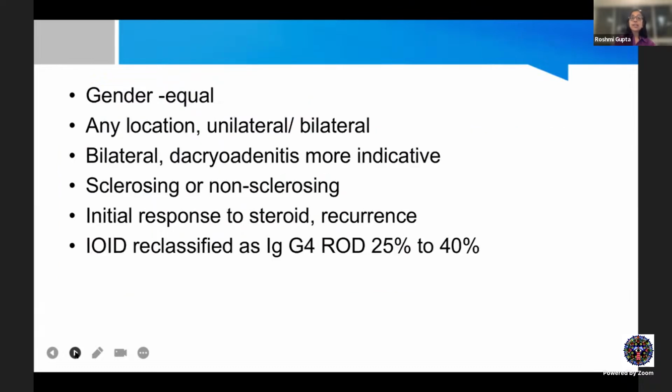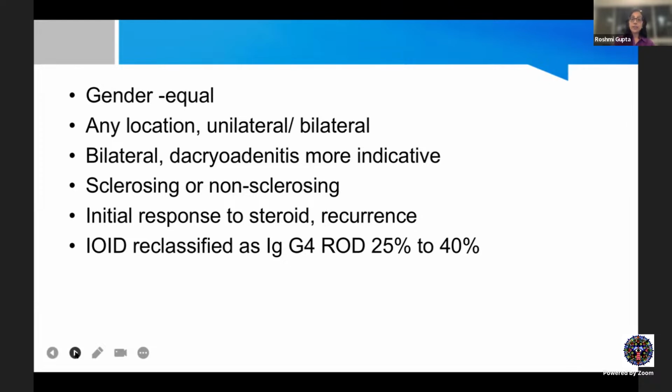So we see that the gender distribution is equal. It may be any location in the orbit. You saw the different variations. However, bilateral disease and dacryoadenitis is more indicative of IgG4-related disease. This condition may be sclerosing or non-sclerosing. Remember, there was fibrosis and sclerosis along with lymphoplasmacytic infiltrate. The proportion may vary. Initially, they'll always respond to steroid, but then if it is only steroid, there's a very high chance of recurrence.